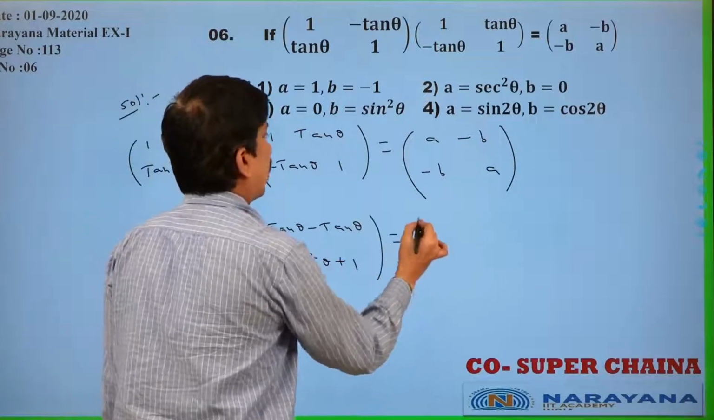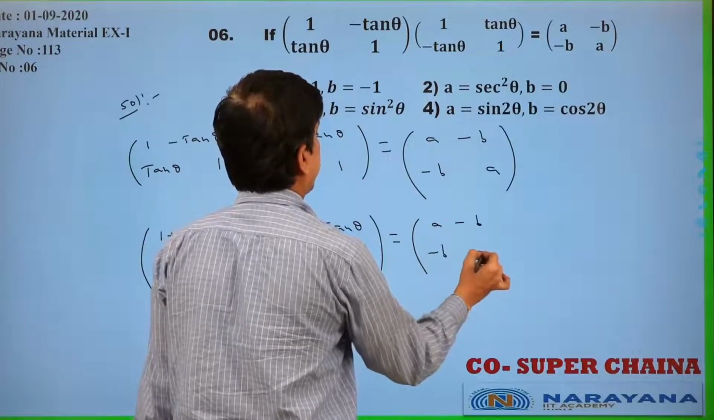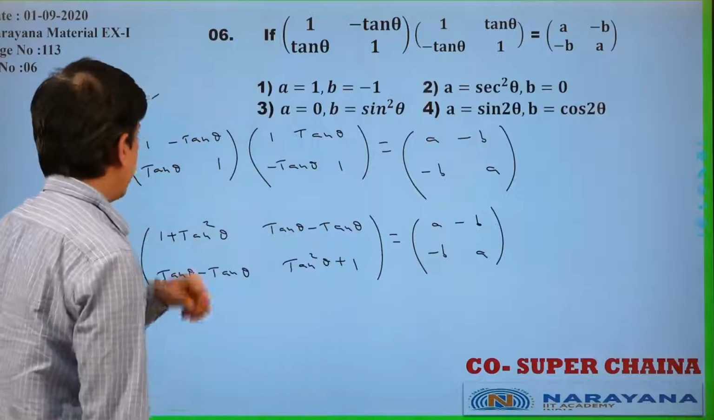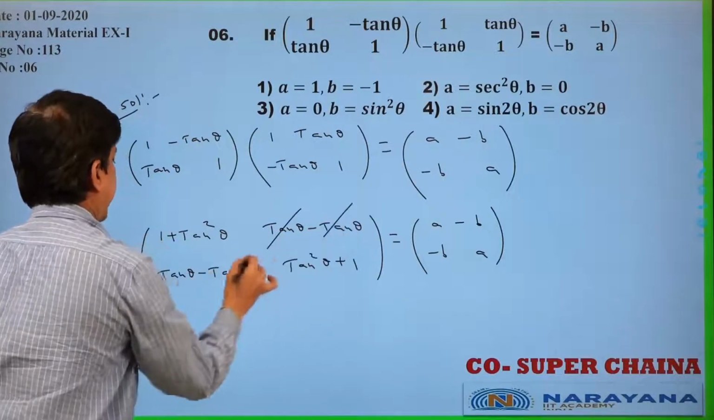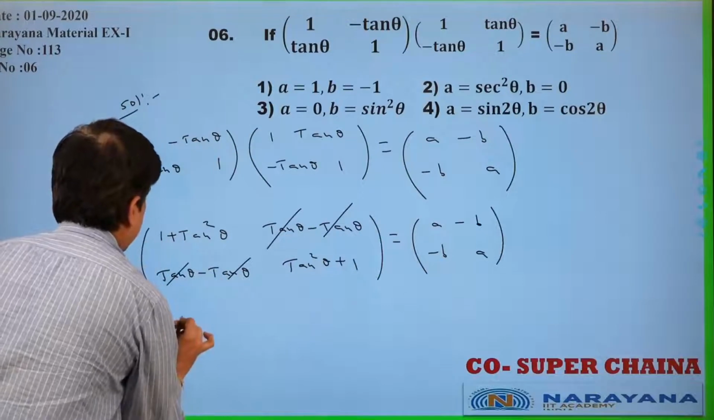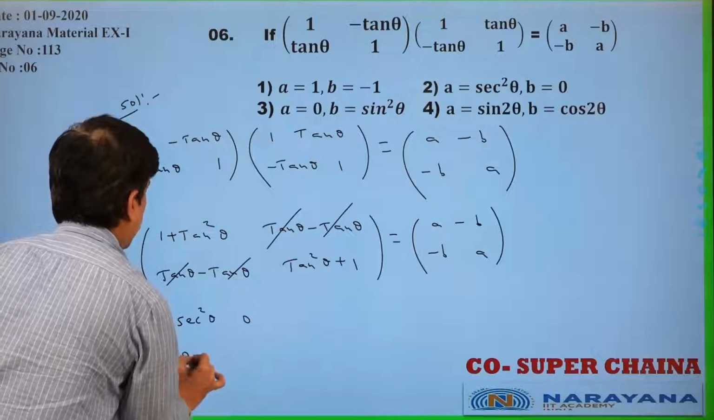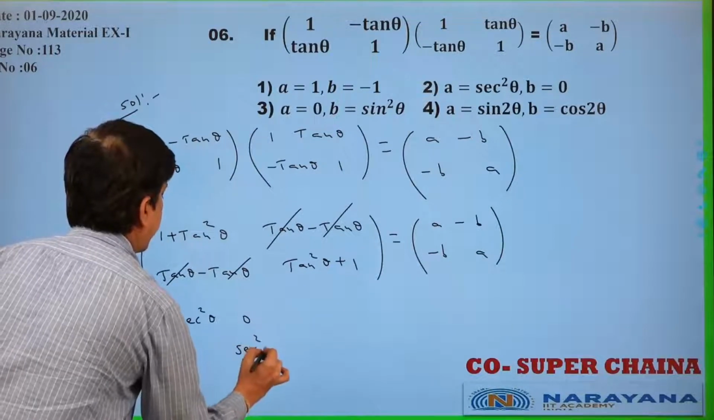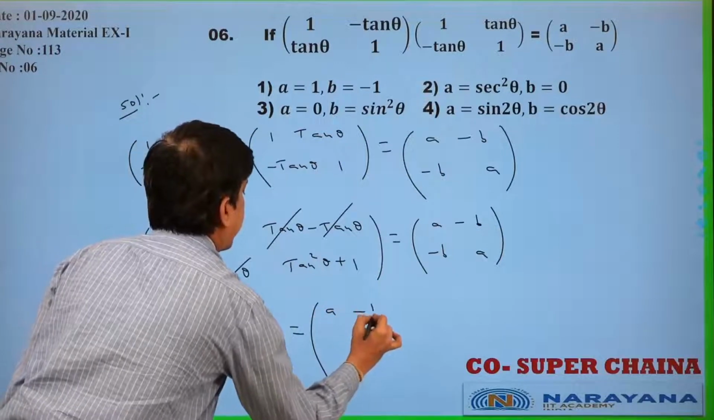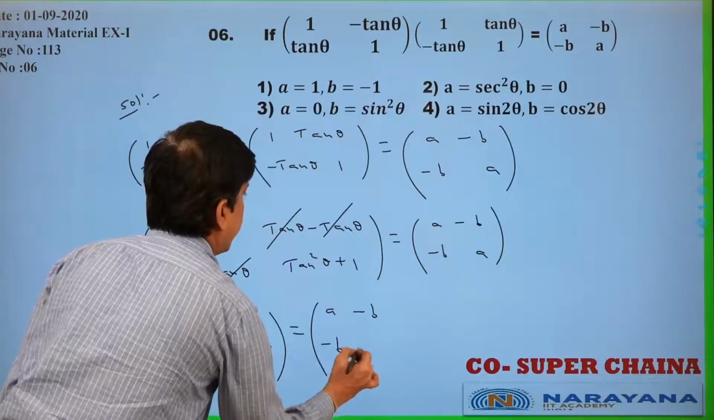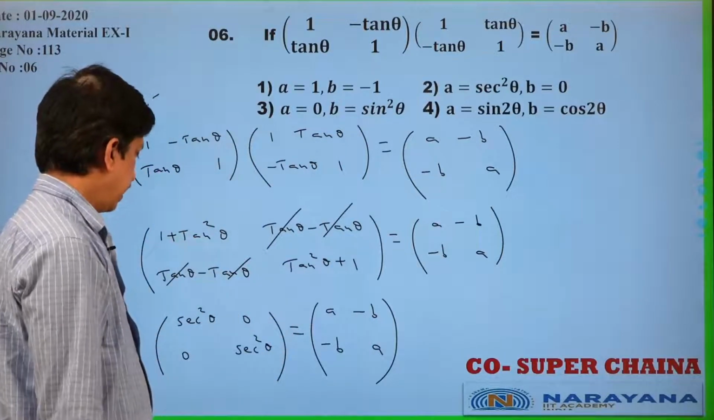That is equal to what you will get? A minus B, A. Now what is 1 plus tan square theta? That is nothing but secant square theta, and this tan theta gets cancelled. So we have [sec square theta, 0; 0, sec square theta], that is equal to A minus B, this is A. Corresponding elements you equate. Is it clear or not?